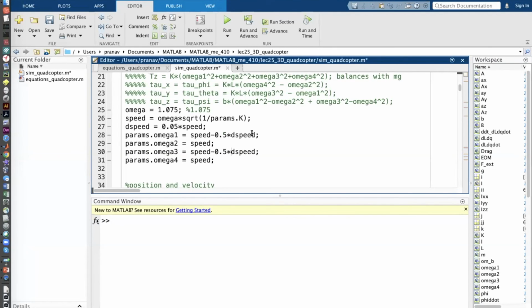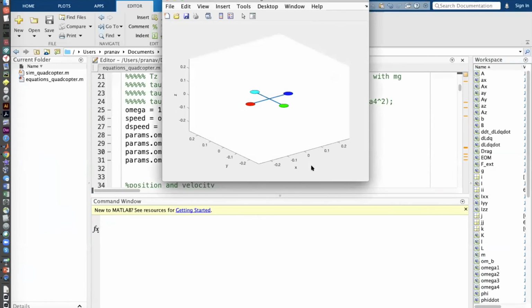So one way of doing this, I think, is 0.5 times speed. Okay, and then you have an equal and opposite one for omega 2 and omega 4. I believe this will make it hover as well as spin. Let's see what happens. Yeah, so now it's spinning about the axis, but it is not falling down.